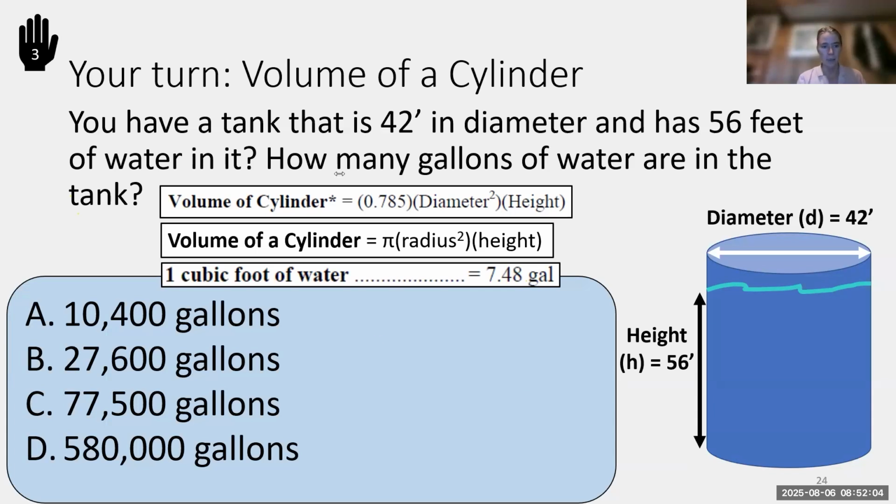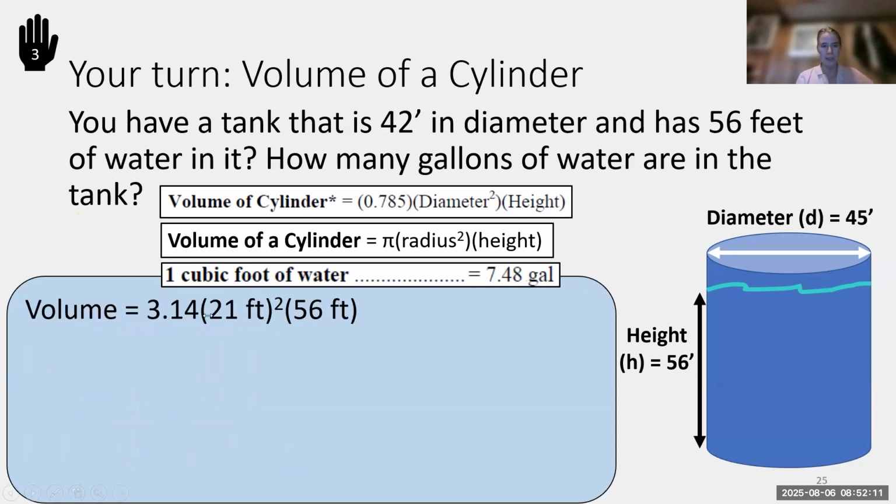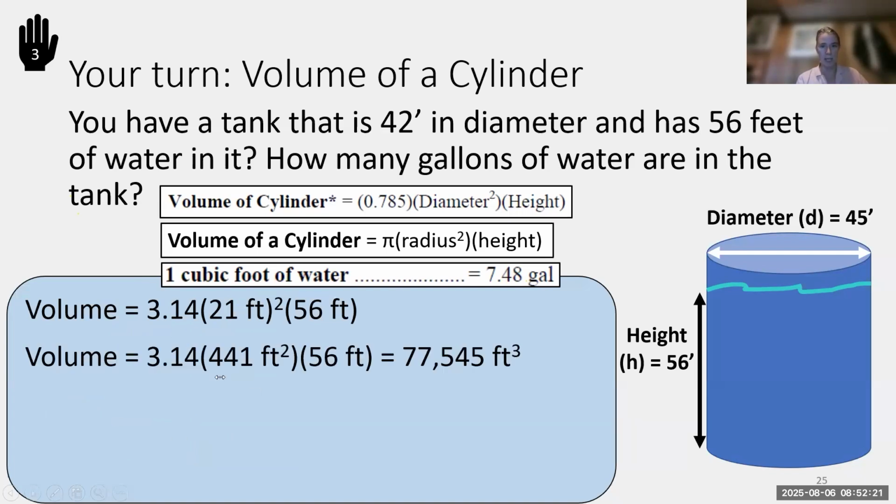So calculating the volume of this cylinder. Remembering the volume of a cylinder, I'm going to use this equation: 3.14 times the radius squared times 56 feet. So if we put in 21 feet as our radius, times a height of 56. Oops, sorry, that's not quite right. I must have put that in the slide wrong. The diameter is half of 45, so the radius should actually be 22.5, but let's go through with this calculation here.